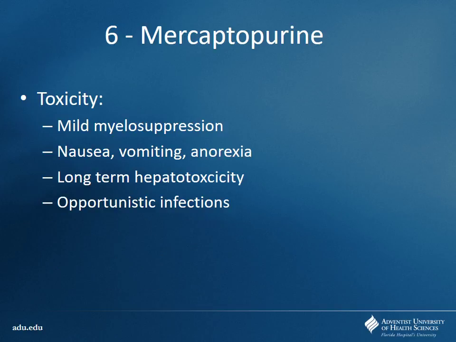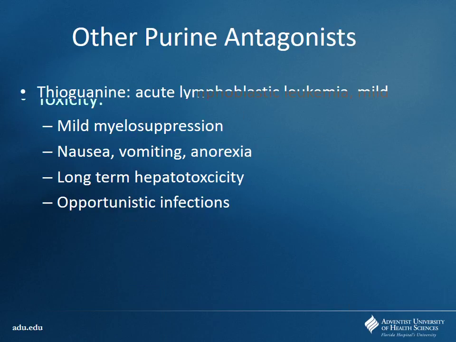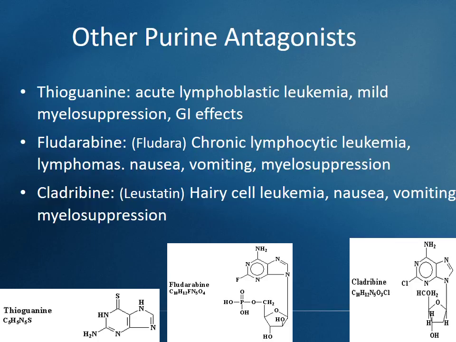Again, very similar toxicity to what we already looked at. Obviously, opportunistic infections relate back to the myelosuppression that we're causing there. Some other ones we already mentioned, like thioguanine, fludarabine, cladribine, all working very similarly. They get incorporated into DNA and prevent any further DNA elongation.